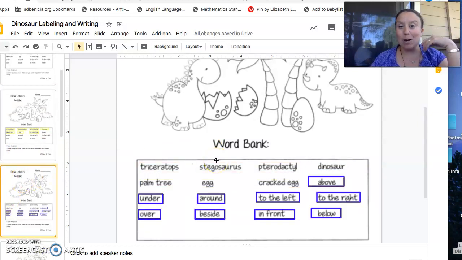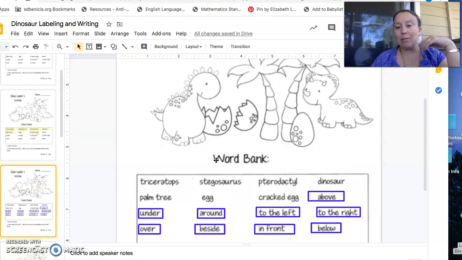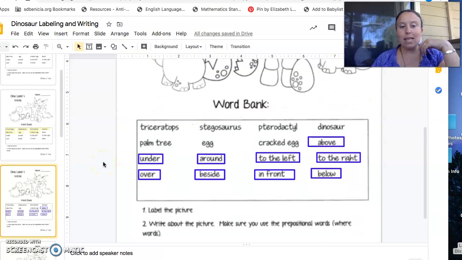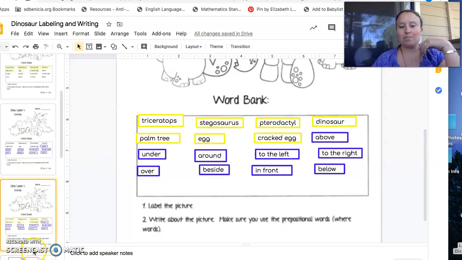Okay, so here are all my prepositions. I've highlighted them in blue. I have above, under, around, to the left, to the right, over, beside, in front, below. Okay, so check yours with mine. Pause so that you can catch up, and then meet me on the next one.